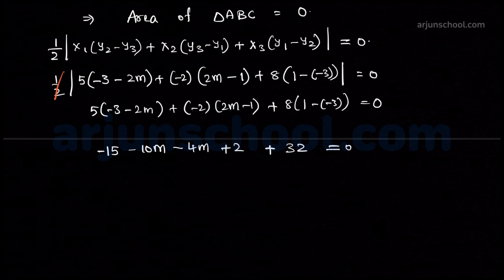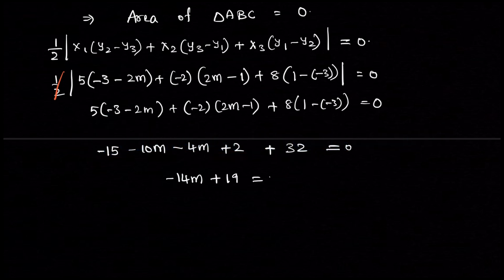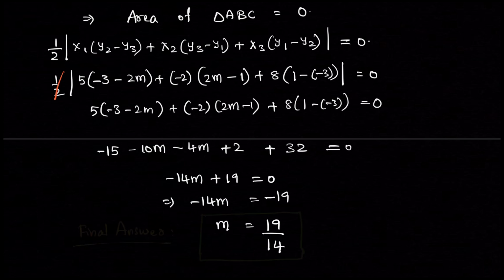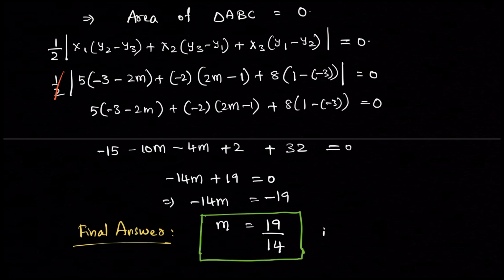Equal to 0. -10m and -4m is -14m. -15 plus 2 plus 32 is plus 19, is equal to 0. -14m is equal to -19. m is equal to 19 by 14. Therefore, our final answer is m is equal to 19 by 14 if the given points A, B, C are collinear.